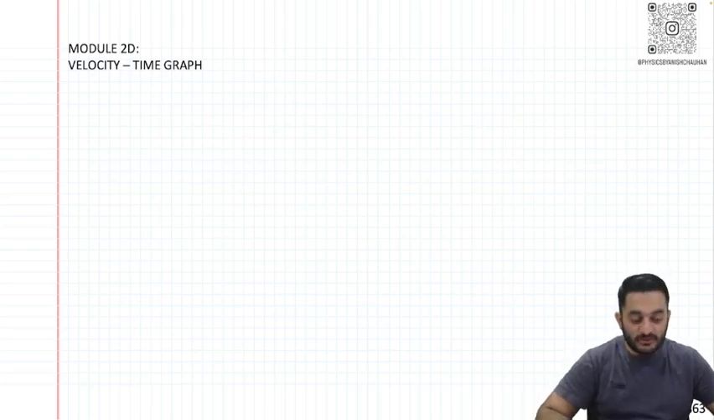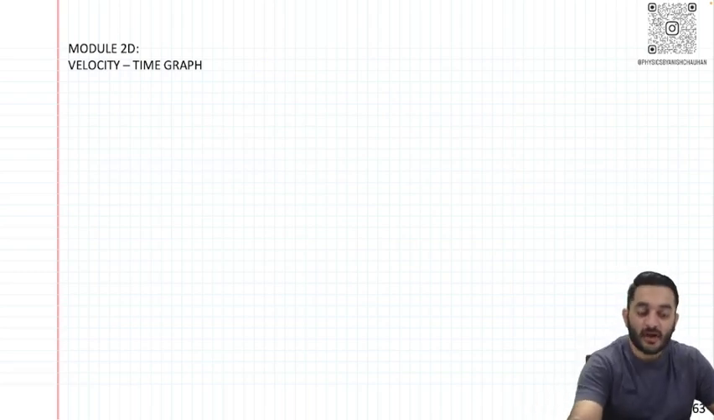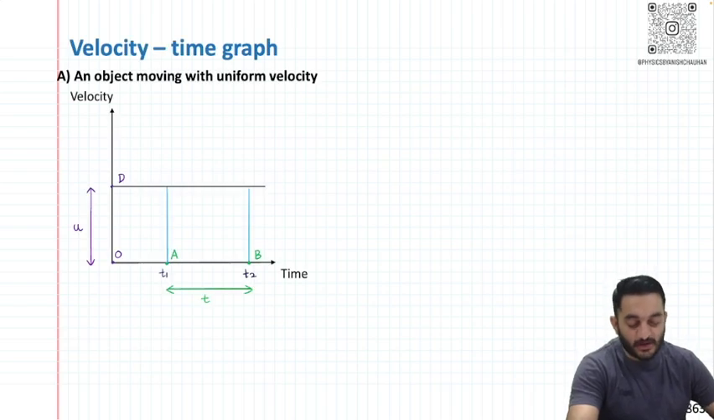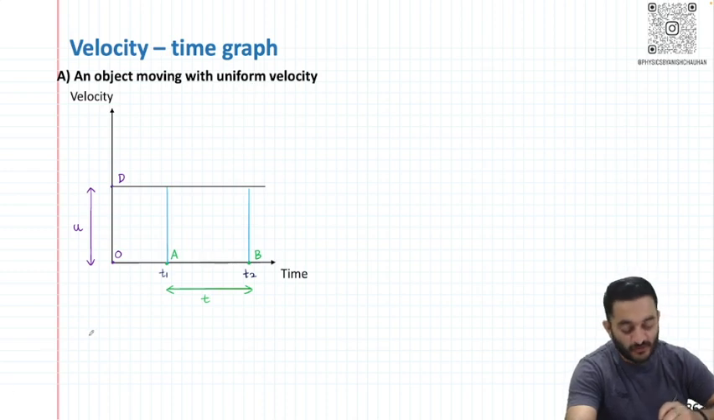Hello guys, in this module we're going to learn about velocity time graph. So when we talk about velocity time graph over here, you can see that in this particular graph we are seeing an object moving with a uniform velocity. So we have drawn a constant speed over here.